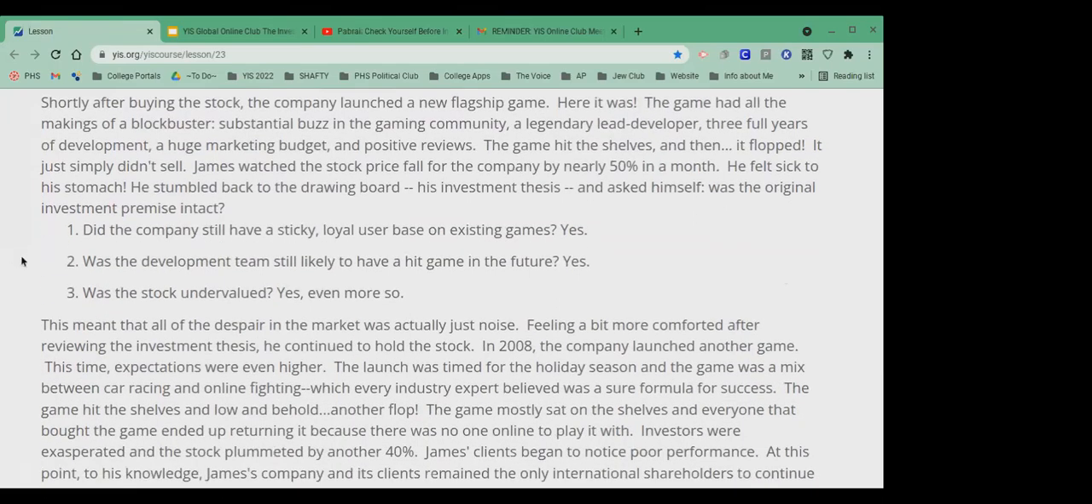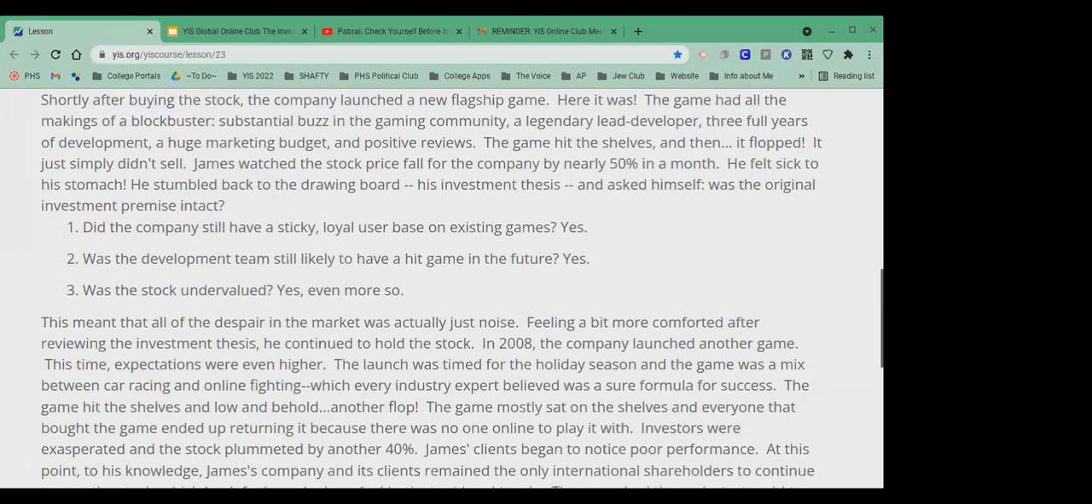So James bought the stock, and there was a new game launched shortly after. And so he thought, is this the time in which this company with this competitive moat is going to have its success? But unfortunately, the game was not successful, and the company's stock price fell 50% in just 1 month. Now, at this point, many of the other investors in the company took this opportunity to pull out their investments, to sell the stock, because they felt it was going down and it was not profitable.